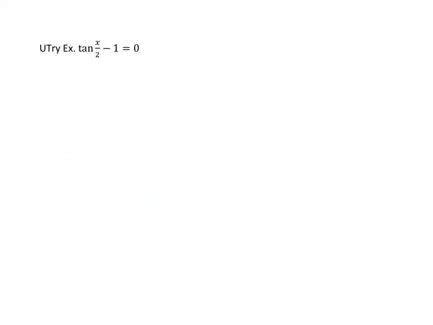Okay, try one that's similar. Instead, when you get to the end, x over 2 equals, you're going to multiply your answers by 2. And let's see how it works out.